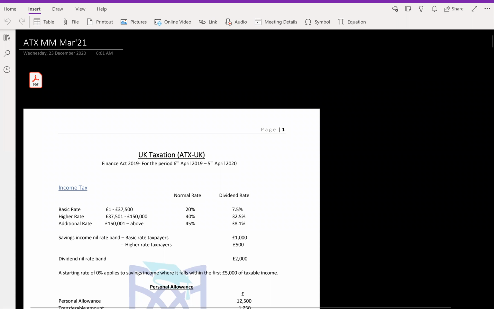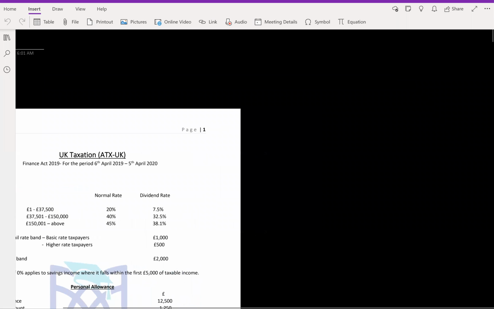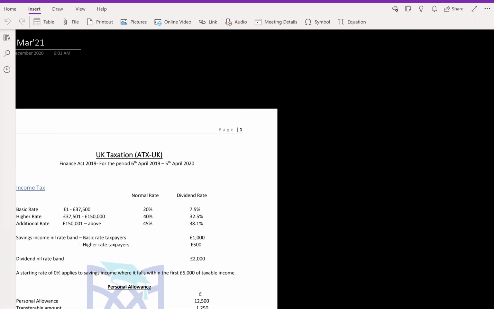Okay. So what we'll be looking at today is basically the overall structure of ATX, right? How the examiner assesses us on the ATX area and what exactly it consists of. All right. So this is something that I always tell my students.